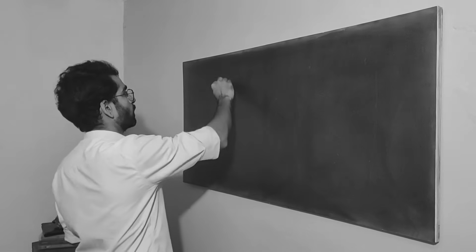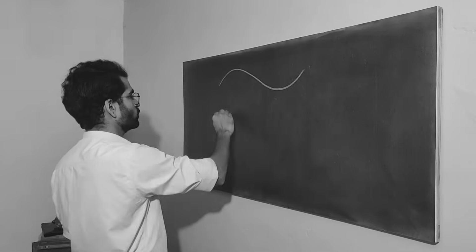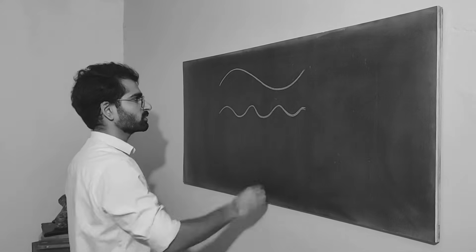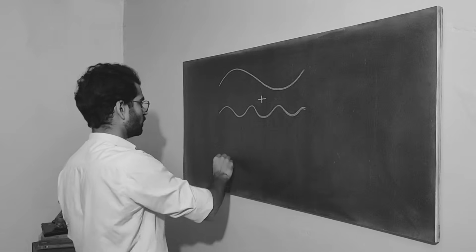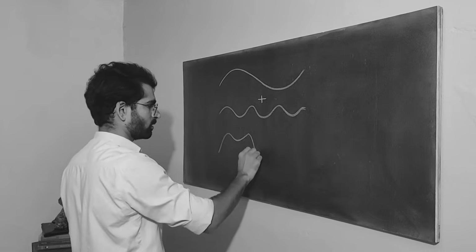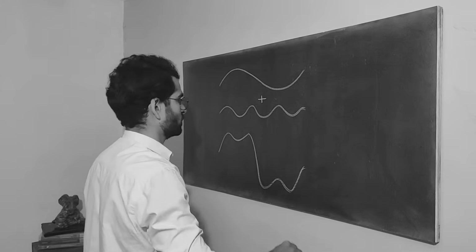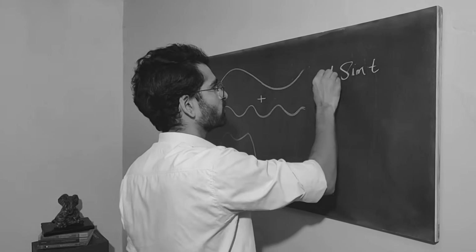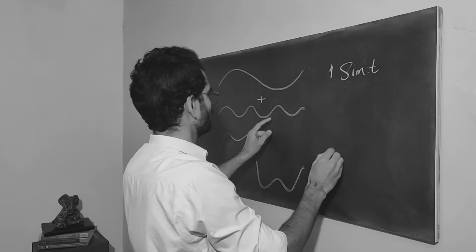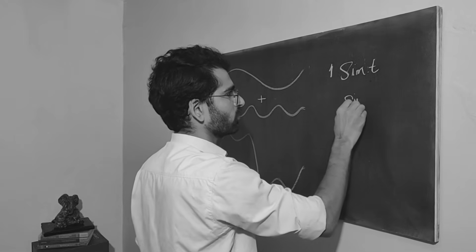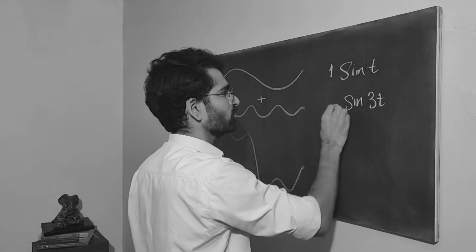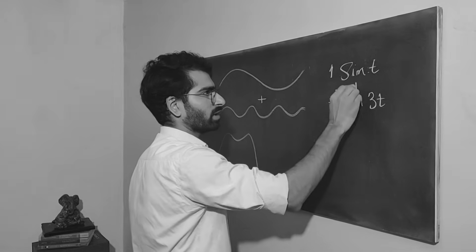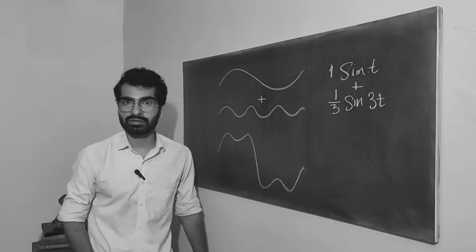Alright, I have two waves with different frequencies and different amplitudes. When I superpose them, this is the wave you are going to get. This is sine of t with amplitude 1 and frequency 1. That's sine of 3t with amplitude 1/3 and frequency 3. When I add them, this is the function you get.